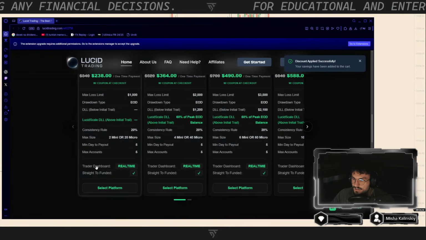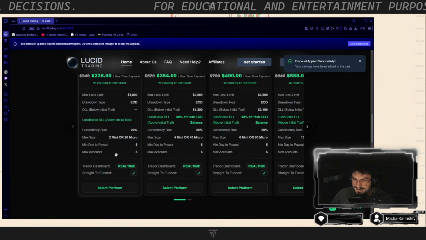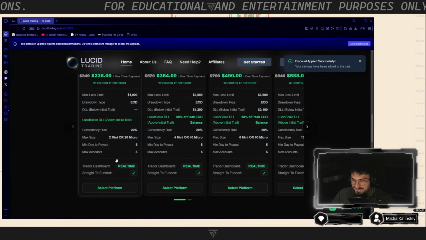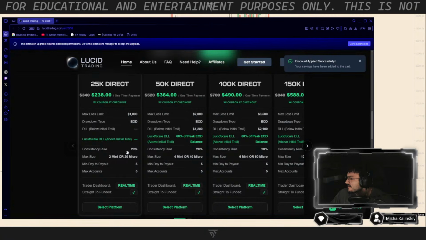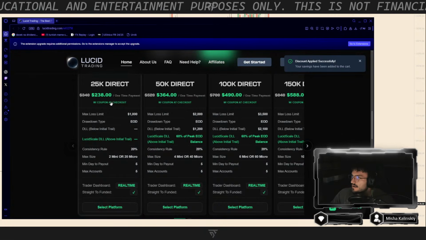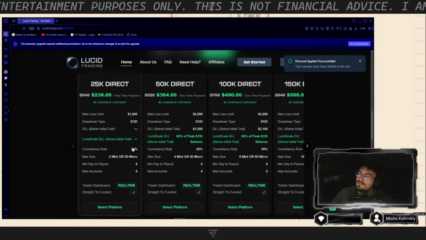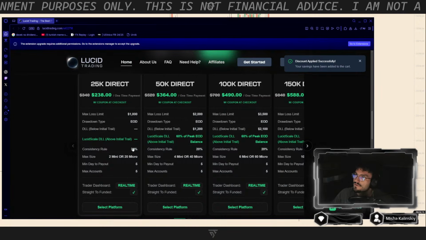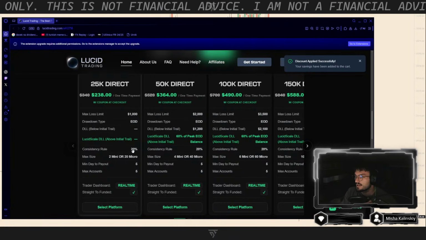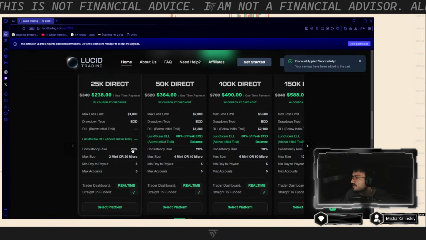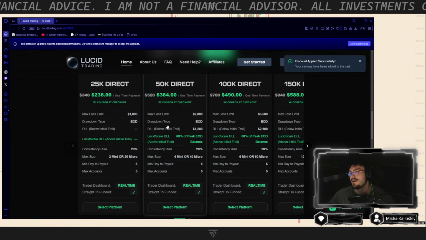Interesting though. Trader dashboard, real time. That's nice. I wonder why they need to market that, but yeah, I guess. 20% consistency. Is that hard? Like, how hard would it be to do 20%? 20% of total profits. So if you have 1k of total profits, that's easy. So you just risk $100 per day, trade 5 days, and you got 2R on your investment. That's crazy. Wow.